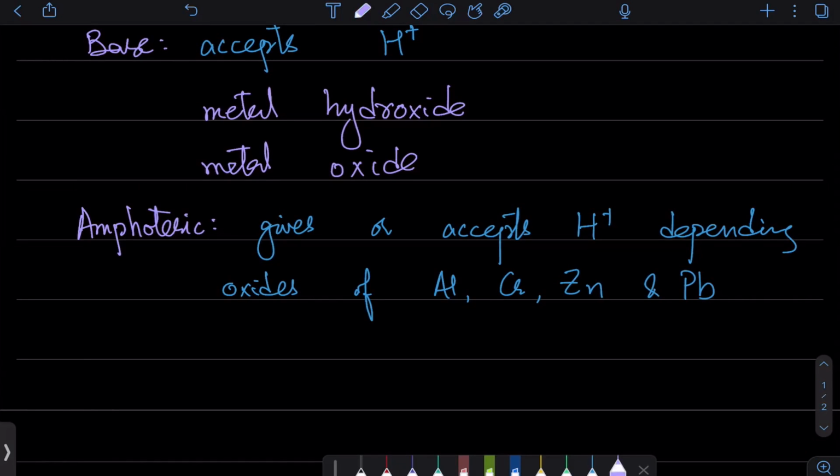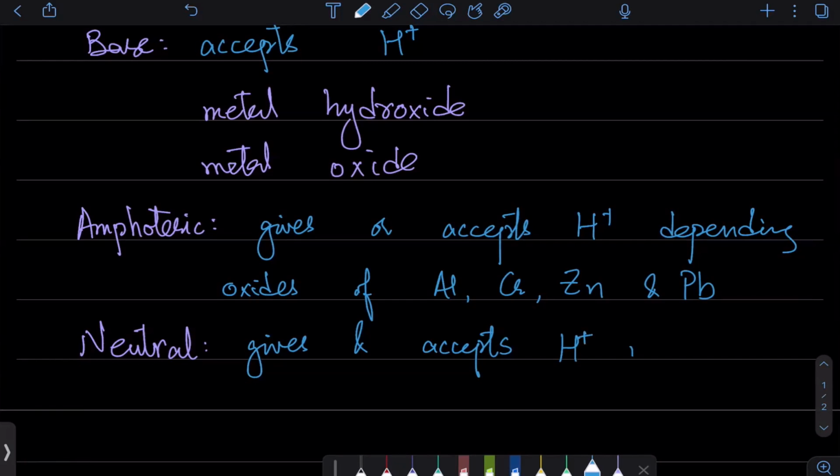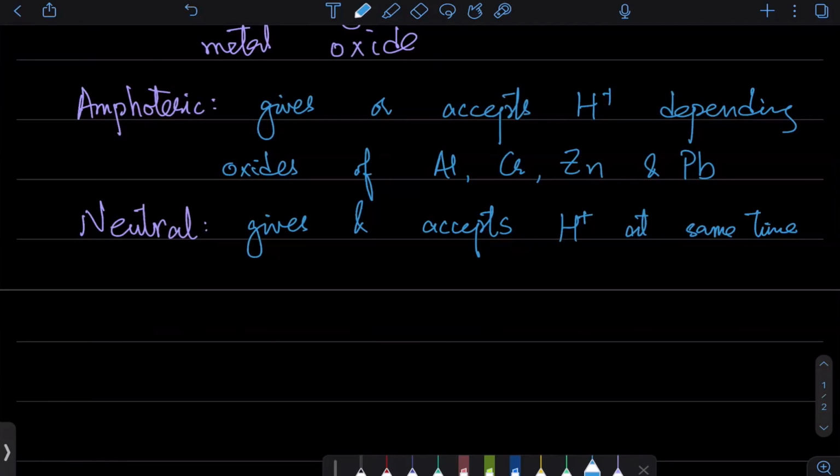The last category of substances that we have is neutral. Neutral को देखने के 2 तरीके हैं. Neutral is when something gives and accepts proton at the same time. Where does it happen? Let's take water.